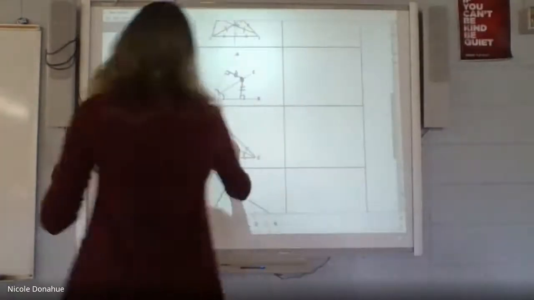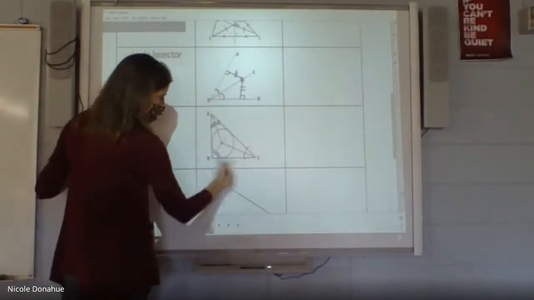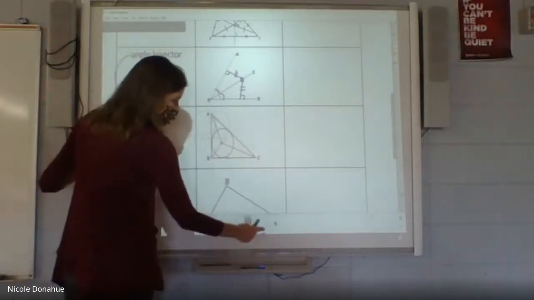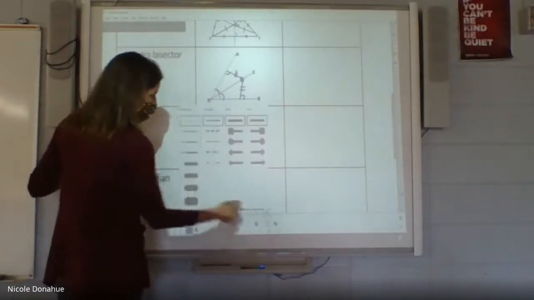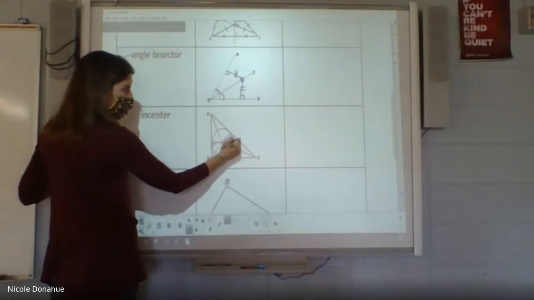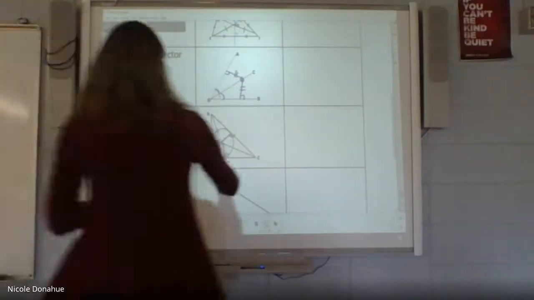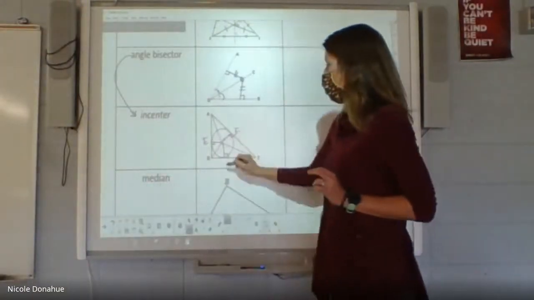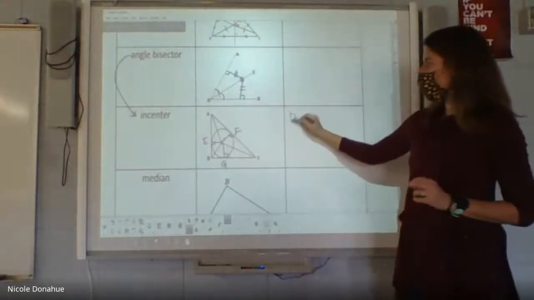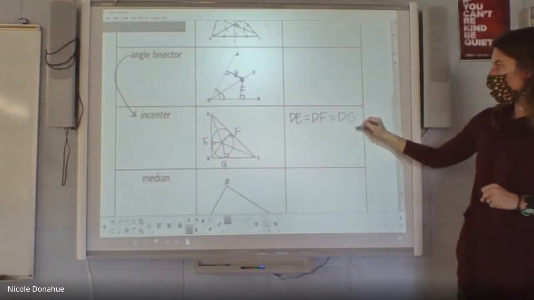Then if I take point D and go straight back to the side, remember that perpendicular distance, all of those little distances should be the same. So DE is going to equal DF, which is going to equal DG.